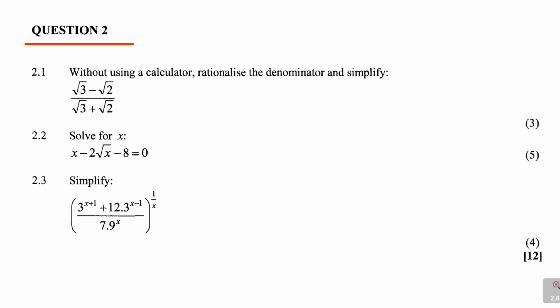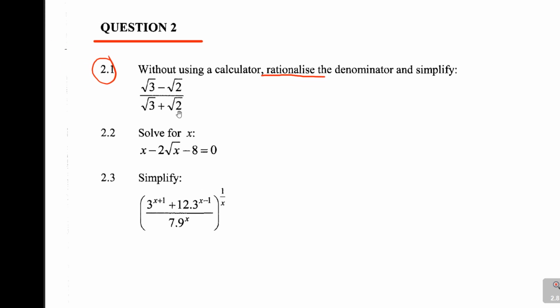Now watch this. It says 2.1, without using a calculator, rationalize the denominator and simplify. To rationalize, what do they mean when they say rationalize? They are saying express this without a denominator at the bottom.